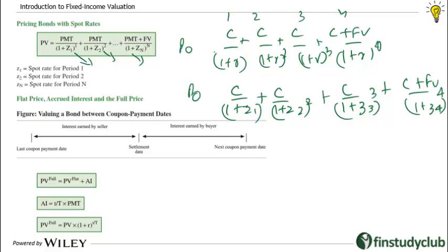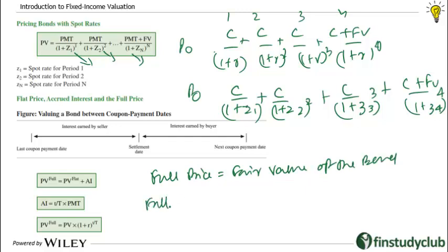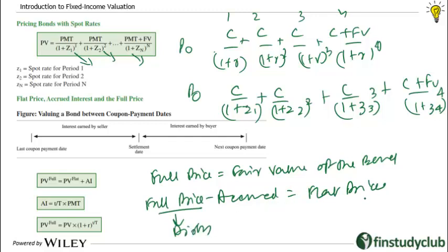Let us now look at how to arrive at the flat price and full price. Remember, the full price is the fair value of the bond, so that's the price at which you will settle the transaction. Your full price minus your accrued interest would give you your flat price. Full price is also known as the dirty price, and flat price is also known as the clean price.